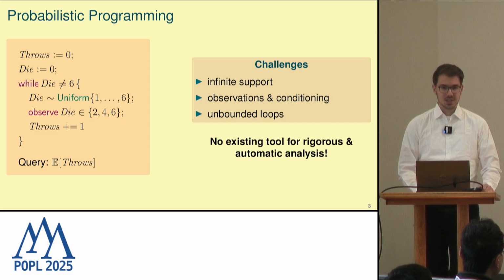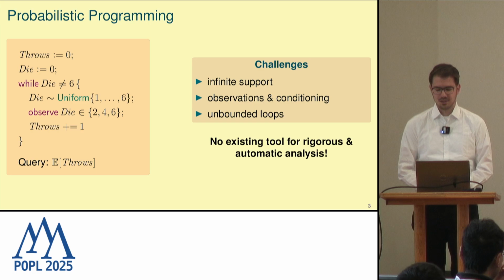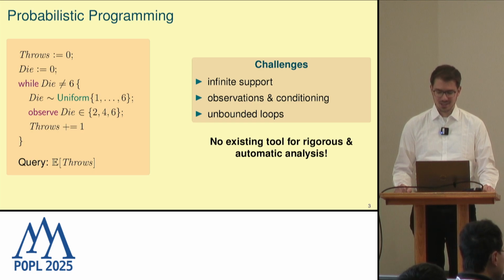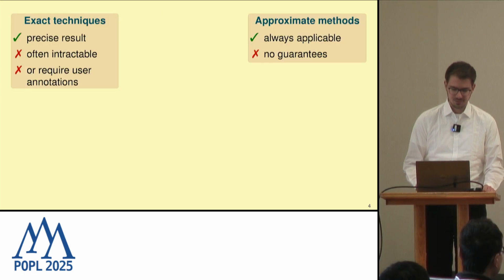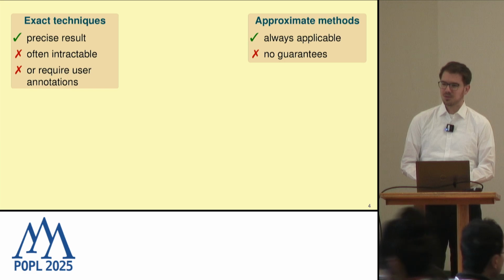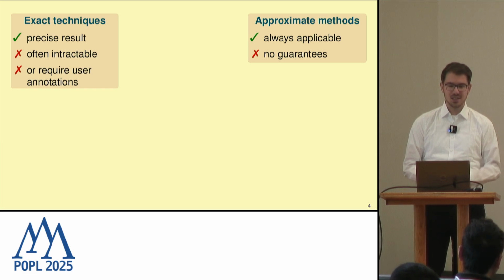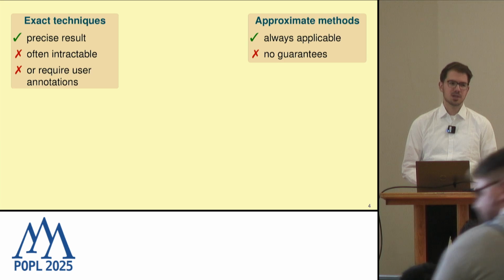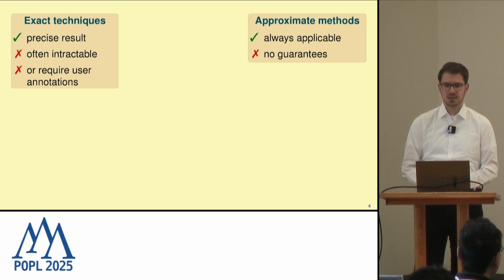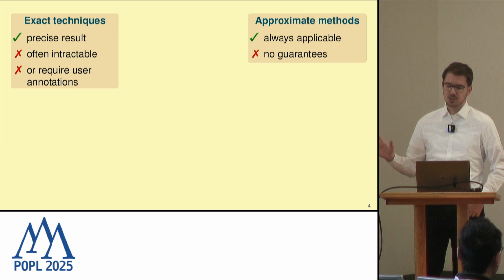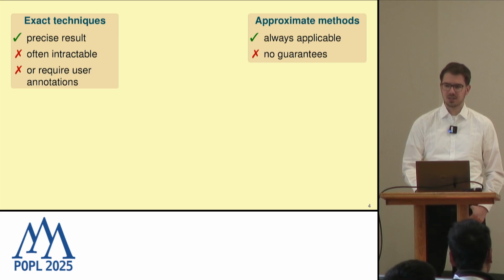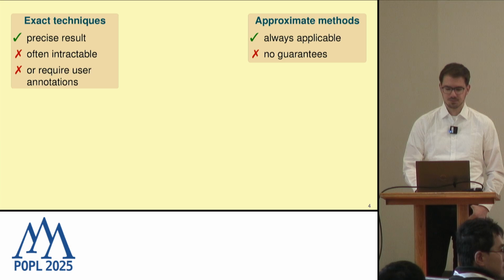And it turns out there's no tool in existence for analyzing this automatically and rigorously. So what techniques are there? We've heard in the previous talk already that there are exact techniques, which give you a precise result. But this is often intractable or requires extensive user annotations, especially if you have loops. You need to provide loop invariants. On the other hand, you have approximate methods, which are always applicable, but have no or few guarantees.